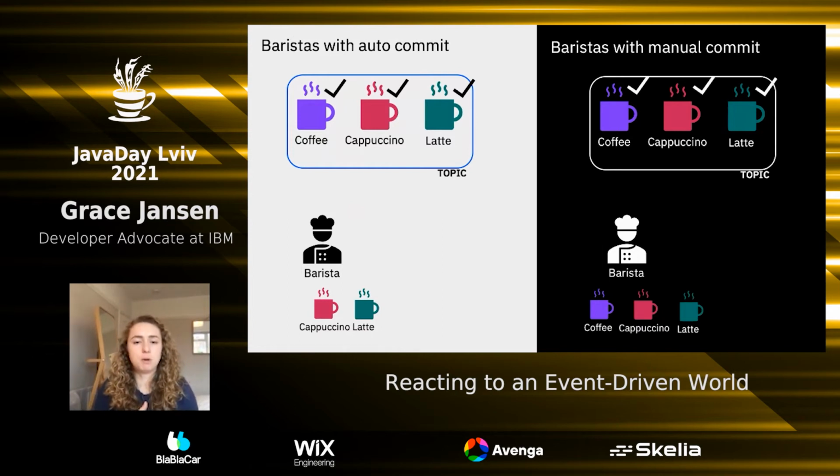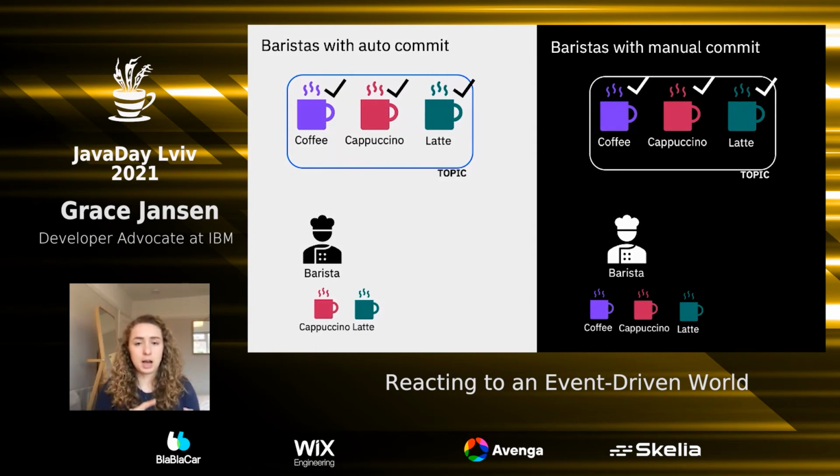And this means that if our barista was to go down mid-processing, we wouldn't have committed that offset. So when our barista comes back up, it would know to start at that coffee order. So in that case, it's much more resilient to potential failures mid-processing. So this is how we can enable greater resiliency within our consumer microservices in our application.